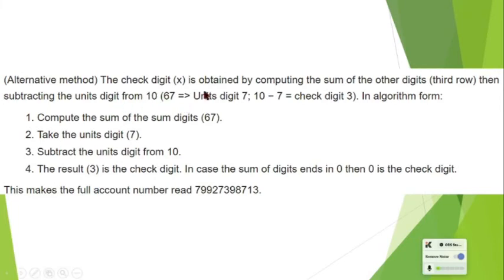Okay, so the check digit is obtained by computing the sum of the other digits in the third row. Then, subtracting the units digit from 10. So, yung units digit ng sum, itong 7, kumbaga yung tens place, no? 7. So, sinubtract lang sa 10, which is 3. In algorithm, compute the sum. So, ito yung algorithm form niya. Step by step natin, compute the sum of the digits, which is 67. Then, take the units digit of the answer 7, then isubtract sa 10. Therefore, the full account number is read as 799273987 then 3 ang check digit.